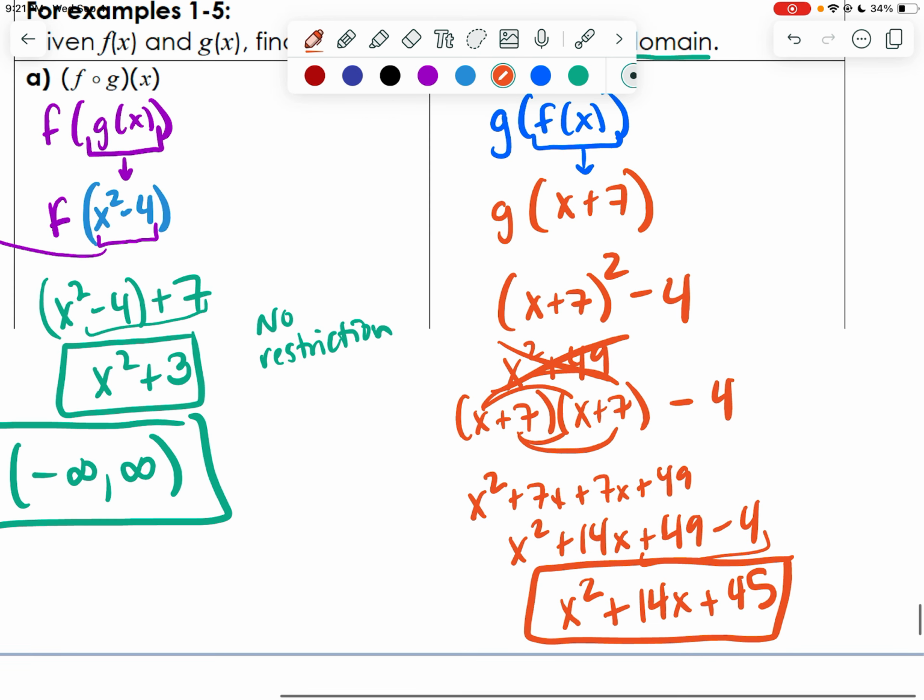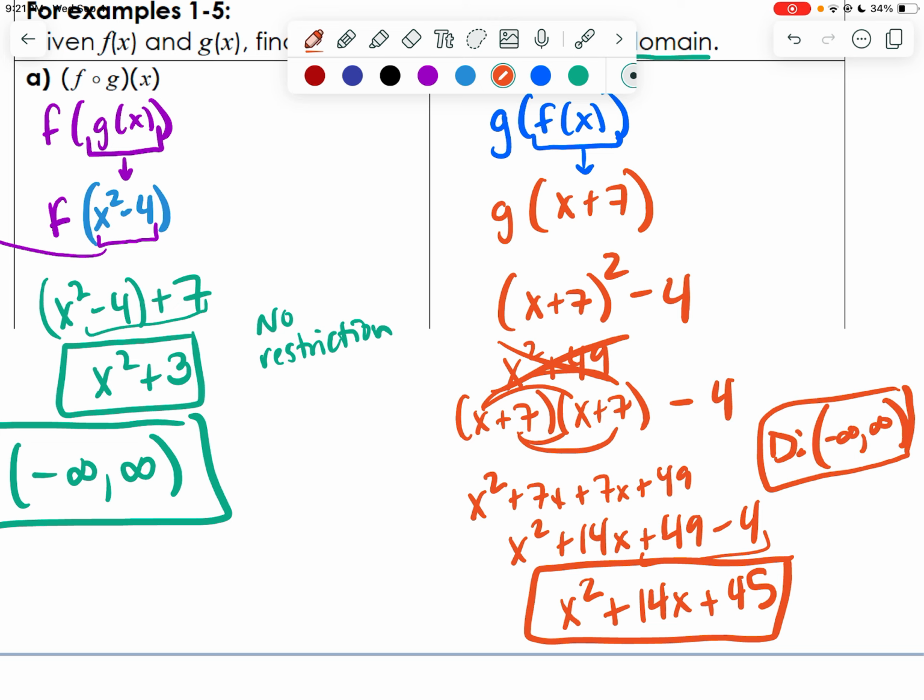Again, now think about, is there anything that would break this? Is there a square root or is there a fraction? The answer is no, so there's no restrictions. So your domain would just be negative infinity to infinity.